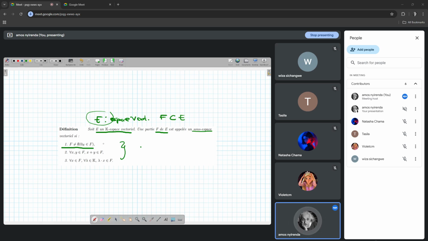And then the second property is simply saying there must be stability with respect to addition. Now the third property means that we must have stability with respect to scalar multiplication. So these 2 properties are about stability. Stability with respect to addition means if I get any 2 elements of the set F and I add them, I'm going to get an element that is in the set F. Then the third property is also about stability, but with respect to scalar multiplication.